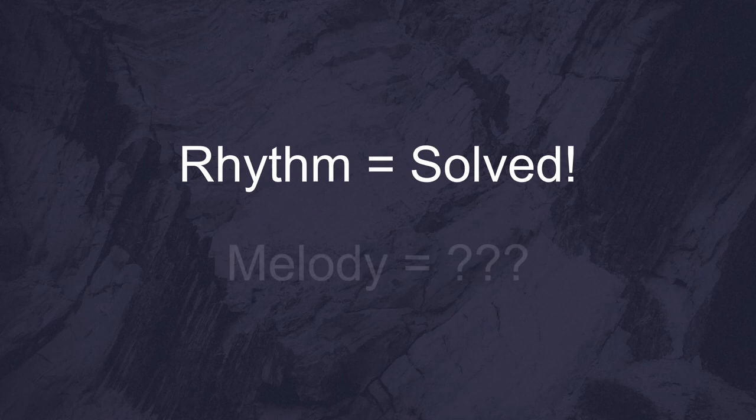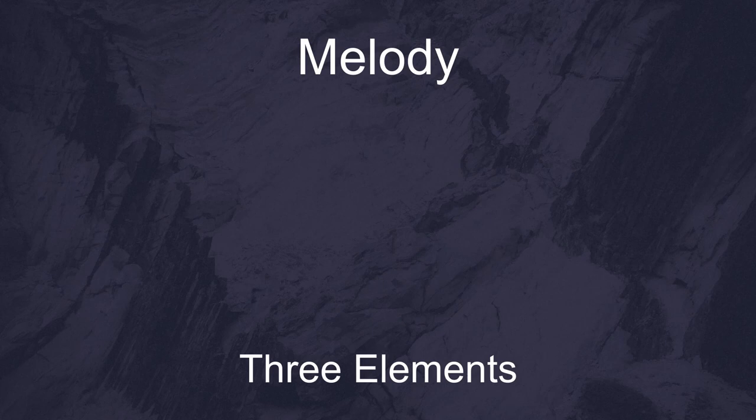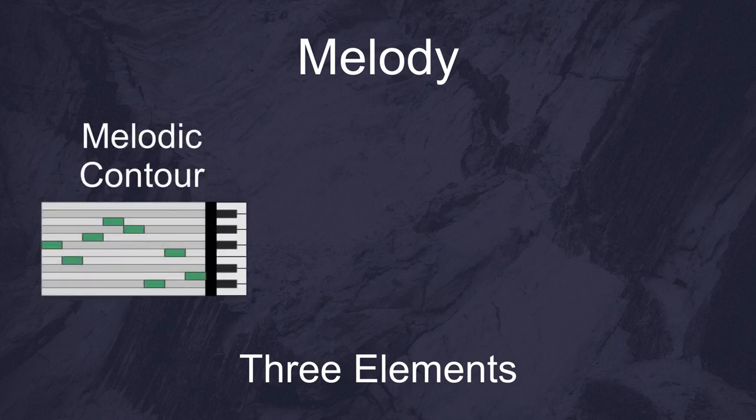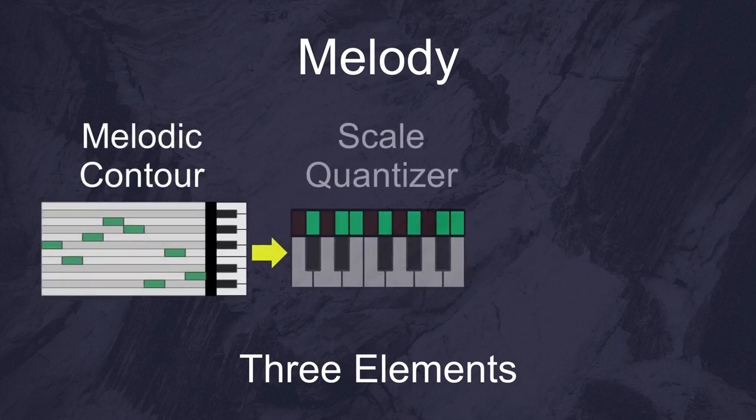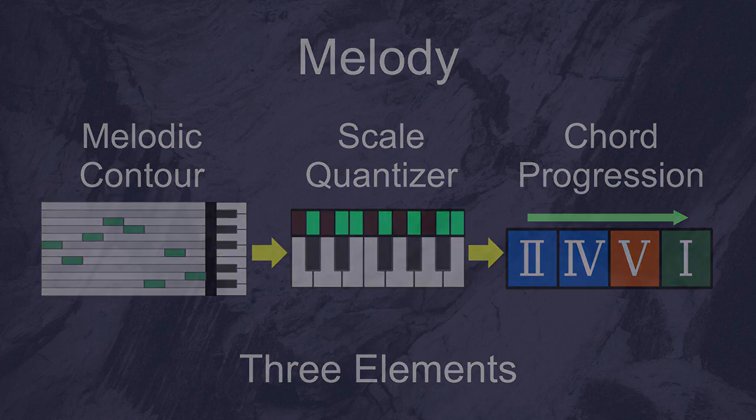But if we wanted to make a melody, we're going to have to expand this control to include pitch as well. So let's do that. The melody is made up of three elements that need to work together. These parts are the melodic contour, which sets the melodic direction, a scale quantizer to put everything into the same key, and a chord progression to shape the melodic path over time. Let's look at all of these individually.